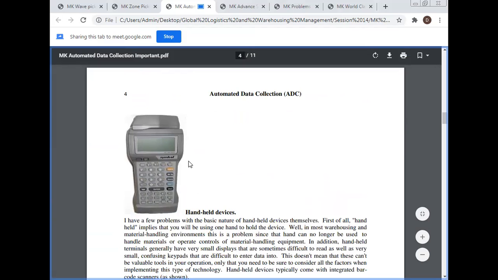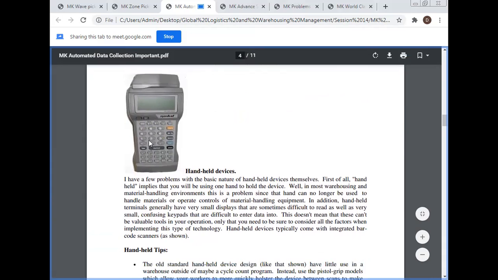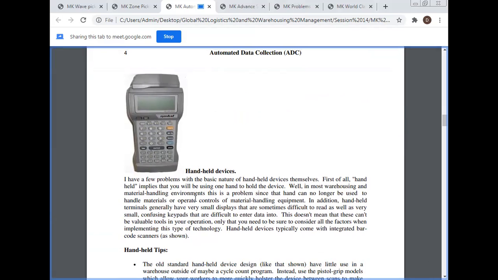Handheld devices. These are the handheld devices of data collection. You have seen this type of device used by ticket checkers on DTC buses. I have a few problems with the basic nature of handheld devices themselves. First off, handheld implies that you will be using one hand to hold the device. In most warehousing and material handling environments, this is a problem since that hand can no longer be used to handle materials or operate the controls of the material handling equipment.